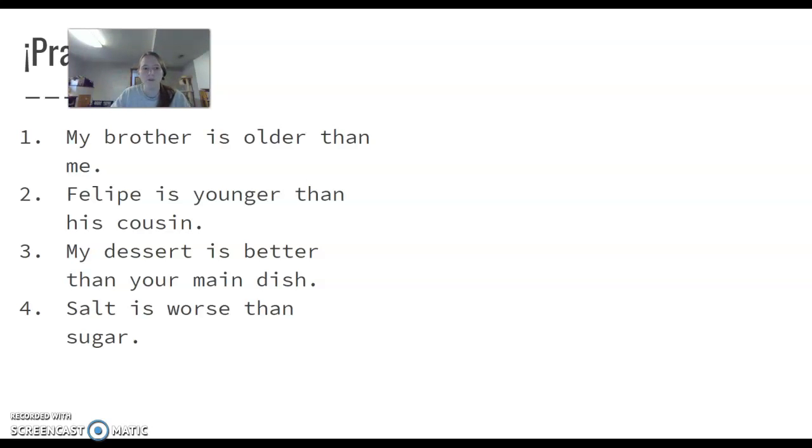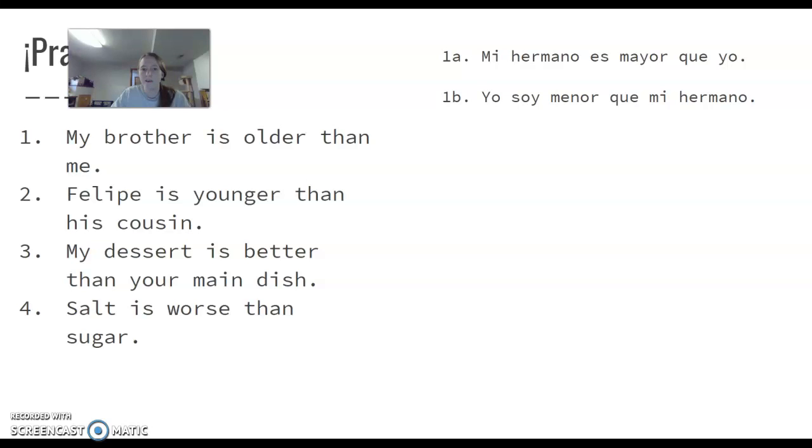All right, so my brother is older than me. Mi hermano es mayor que yo. Okay, and then yo soy menor que mi hermano. I am younger than my brother. That's the same idea. And I don't have a preference for which way you write this, as long as your idea and your grammar are correct. That's really all I care about.